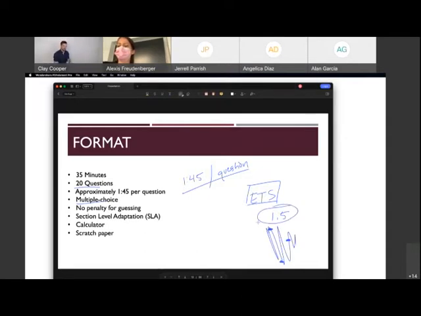As I mentioned, there is no penalty for guessing, which means if you leave a question blank, I will haunt your nightmares for the rest of your life. So don't do that. Whatever happens, don't leave a question blank. The quantitative section does use section level adaptation. I'm going to talk about that in just a minute. You will have access to an on-screen calculator during the quantitative section, which is good to know.